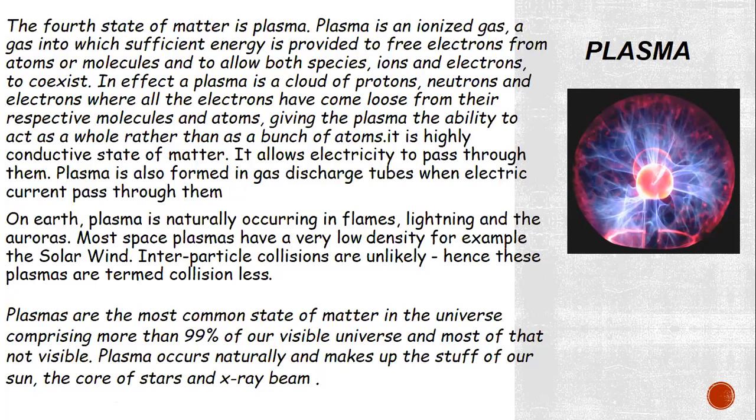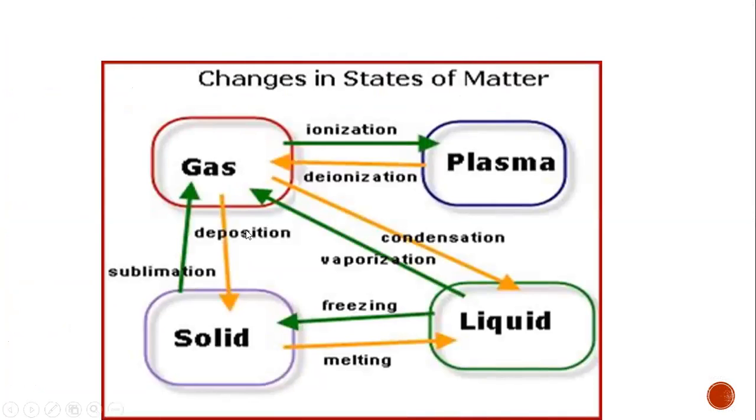Plasma is the most common state of matter in the universe, comprising more than 99% of our visible universe, and most of that is not visible. Plasma occurs naturally and makes up the stuff of our sun, the core of the star, and X-ray beams, etc. Now you can see all four states of matter.